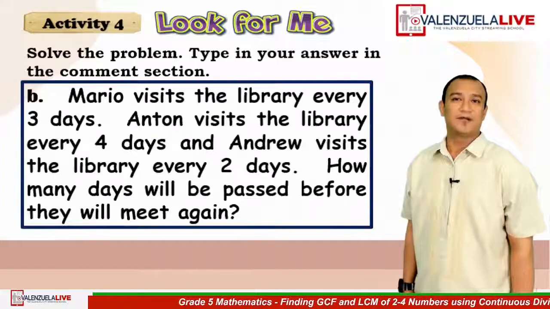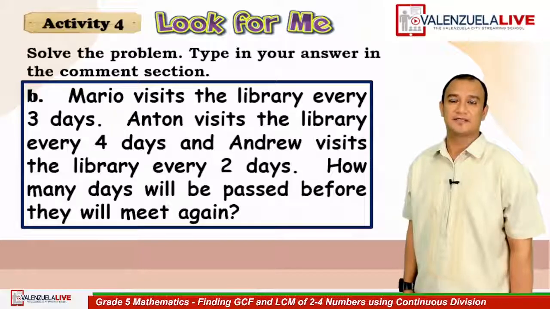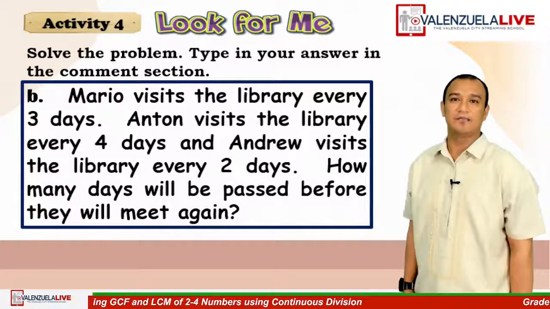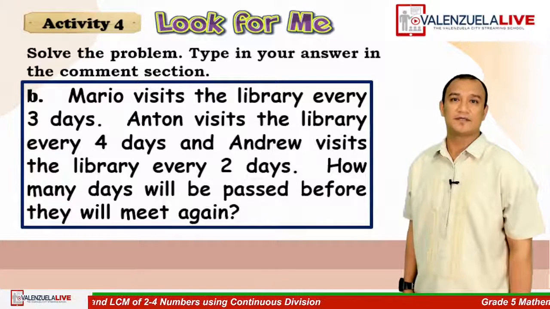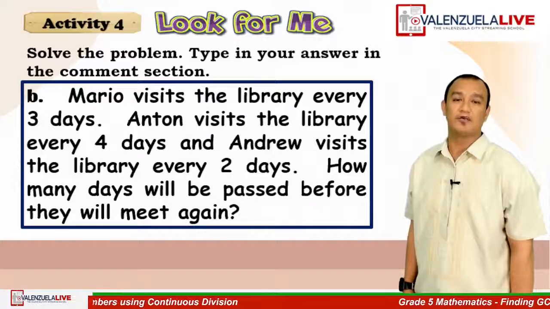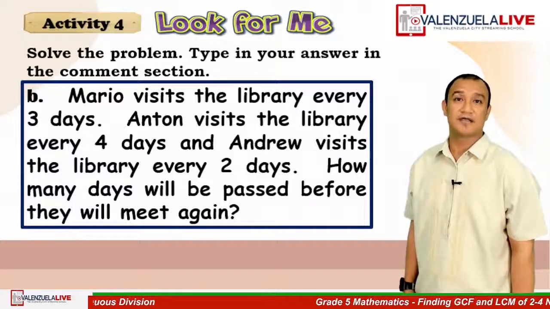For the second problem, Mario visits the library every 3 days. Anton visits the library every 4 days. And Andrew visits the library every 2 days. How many days will pass before they meet again? Your 60 seconds starts now.